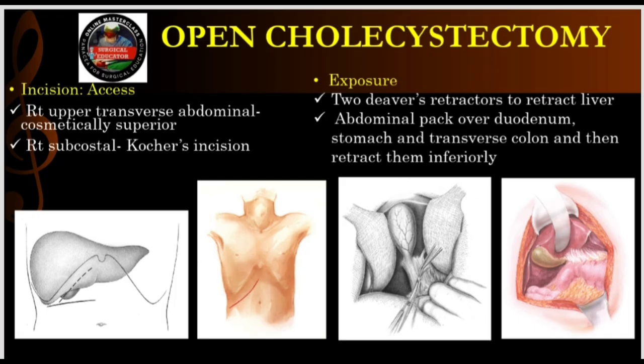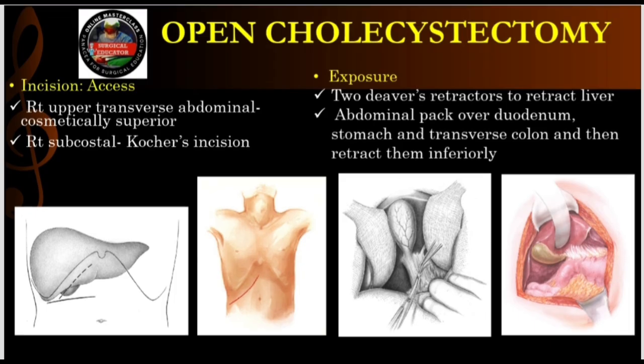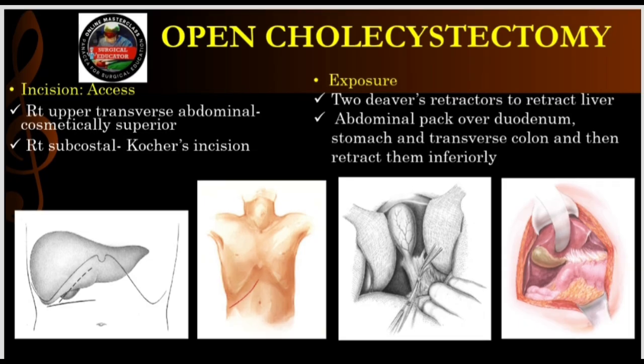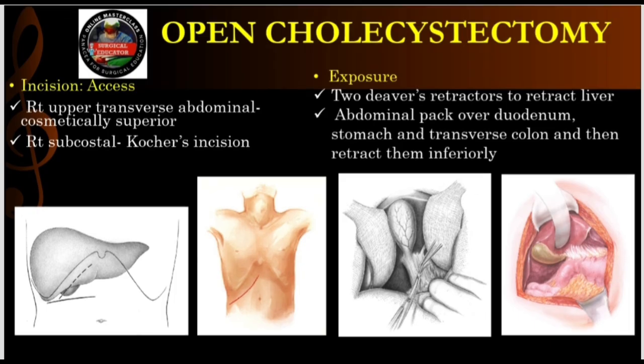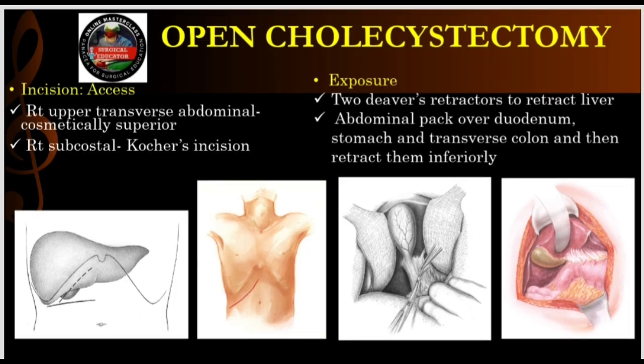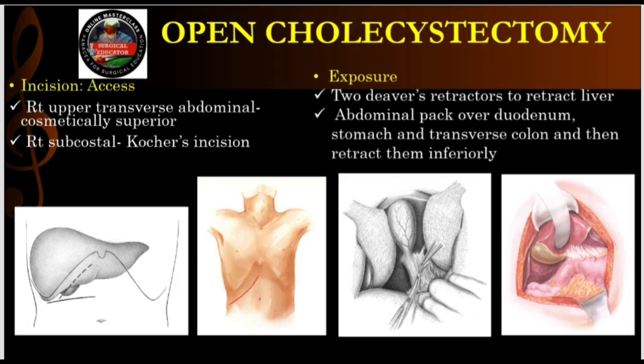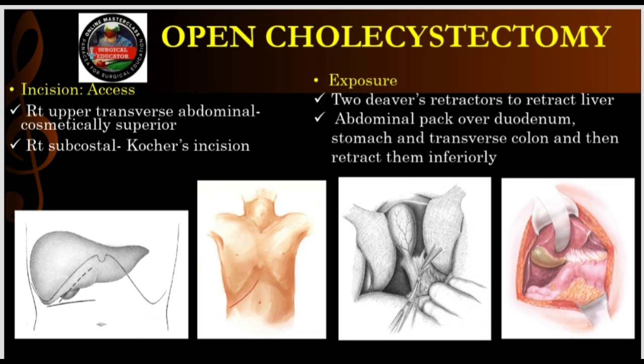So, okay, the incision is made, we are through the abdominal wall, and the slide brings us to the next massive hurdle. Exposure. The instructions are very clear here. Use 2 Devers retractors to retract the liver. Then place an abdominal pack over the duodenum, stomach, and transverse colon and retract them inferiorly. And this step right here separates a competent surgeon from a masterful one. Really? Because it sounds like just moving stuff out of the way.